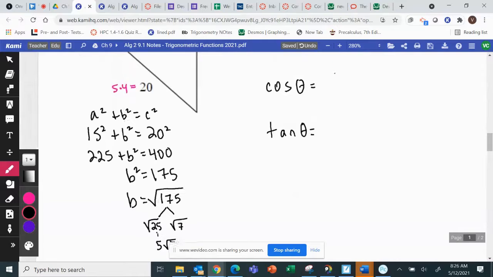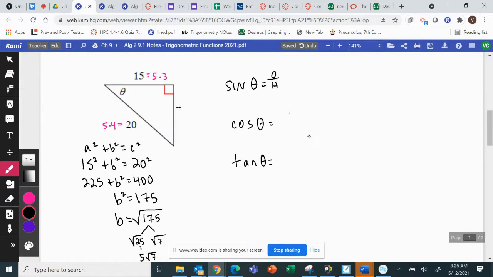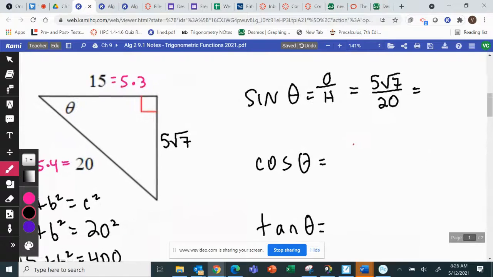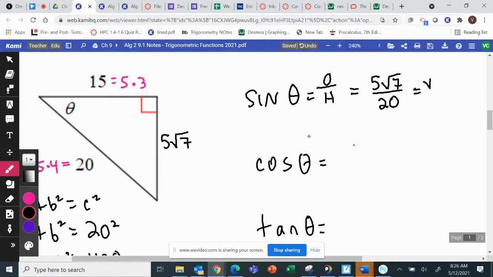So I'm going to go ahead and put that up in the triangle. So going back to sine, sine is 5 square root 7 over the hypotenuse of 20. Ooh, that does reduce, doesn't it? 5 square root 7 over 20. The 5 and the 20 can reduce. Let me zoom in a little bit. So the 5 and the 20 can reduce. We get square root of 7 over 4. So that's our sine.